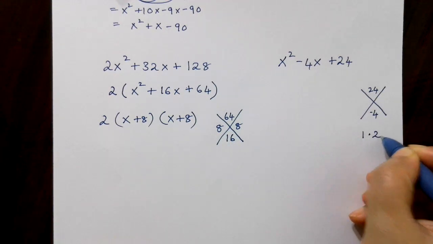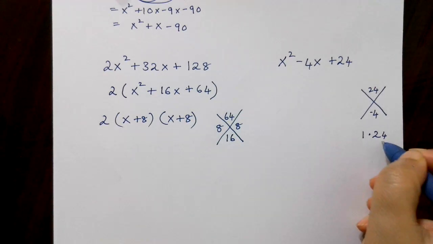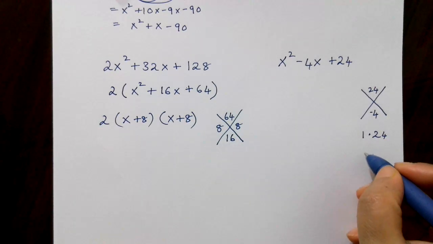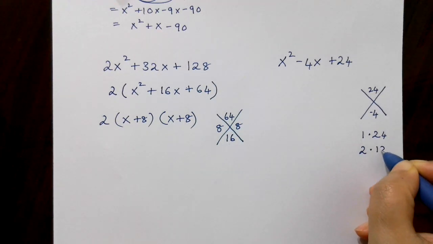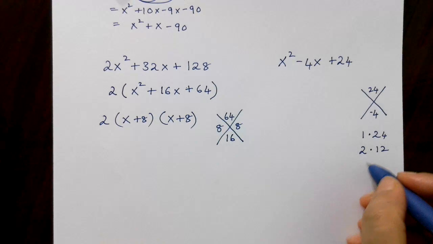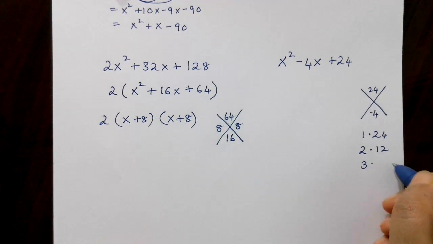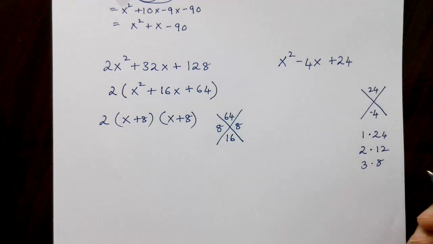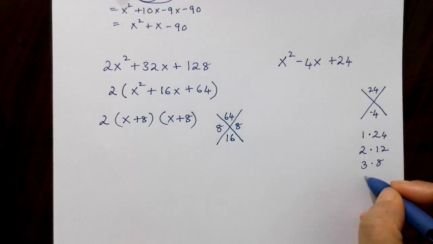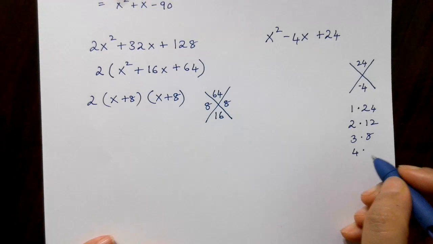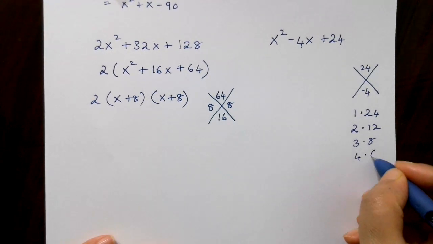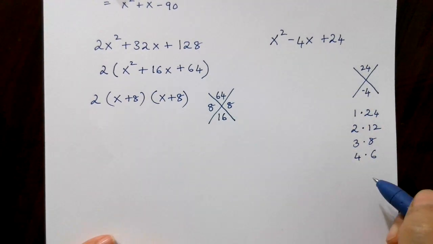1 times 24. These two numbers won't give you a negative 4 when you add or subtract. Let's try 2 times 12. That won't give you a negative 4. 3 times 8. We won't get a negative 4. Then we have 4 times 6. That won't give you a negative 4.